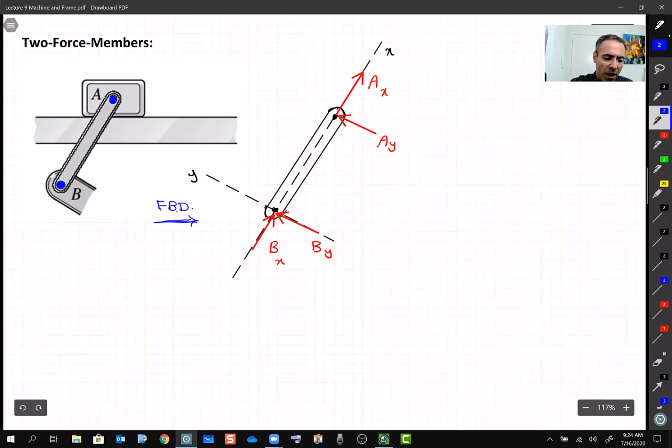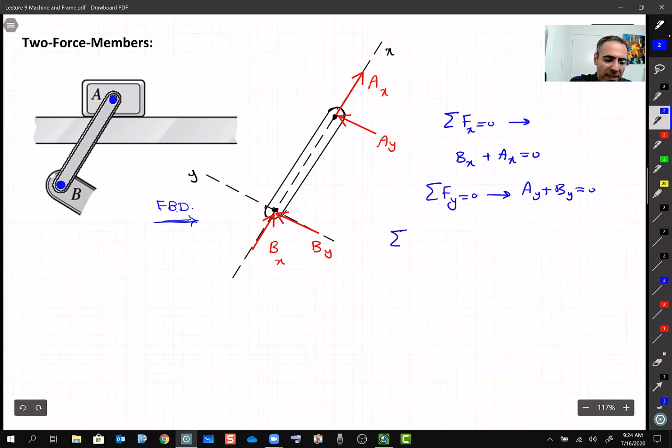Okay, so I have the free body diagram. I know I am in statics, and I know in statics the sum of the forces in X must be 0. So in X, what do I have? I have BX plus AX equal to 0. One equation. Now I know the sum of the forces in Y must be 0. Then AY plus BY must be 0.